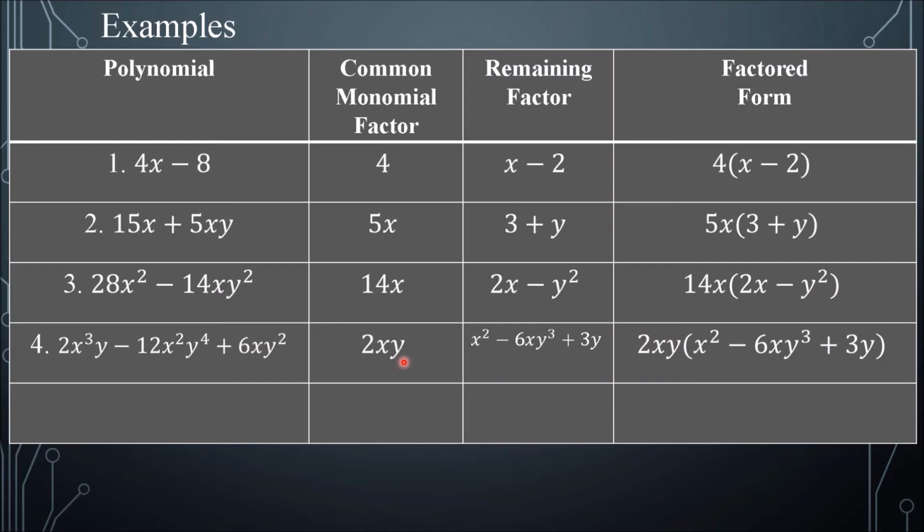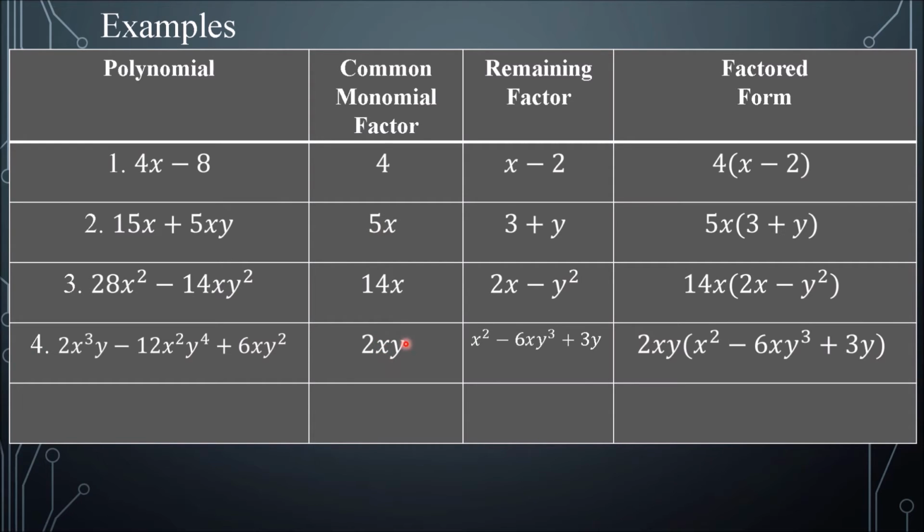So it's easy to find the common monomial factor among variables because that term has the lowest exponent. So the exponent of y here is 1, the exponent of y here is 4, the exponent of y here is 2. So the lowest exponent is 1. So that will be the common monomial factor. So let's have x cubed, x squared, x. The lowest exponent is 1. So that will be the common monomial factor.